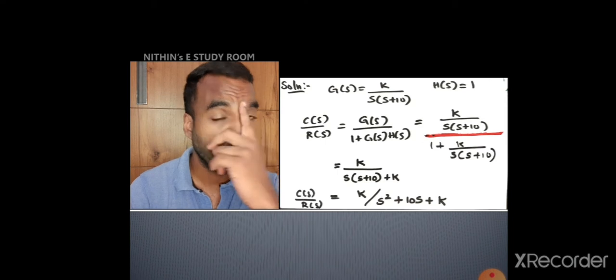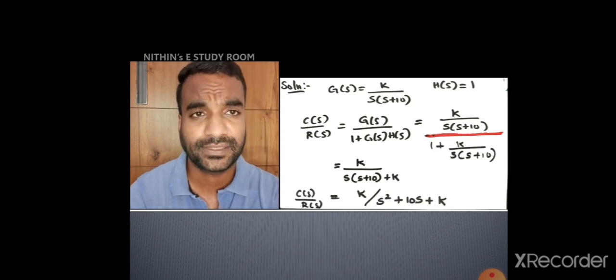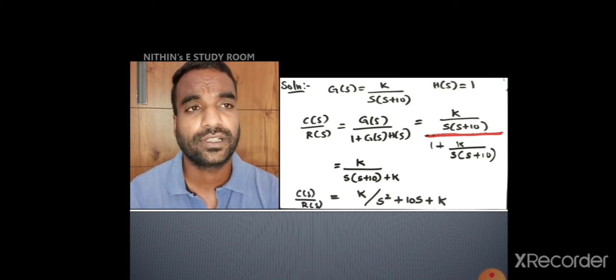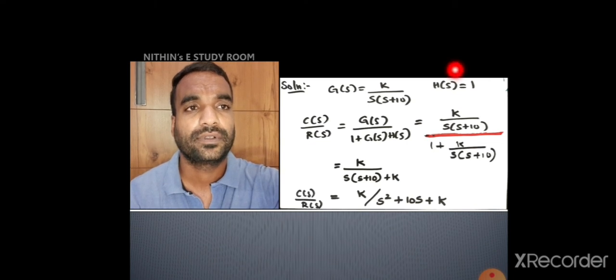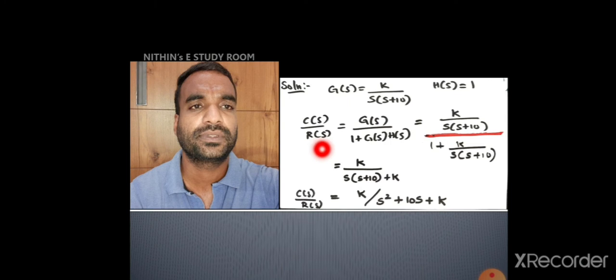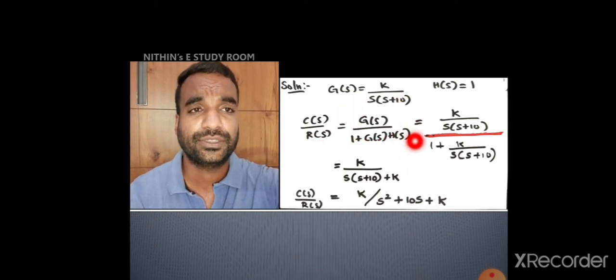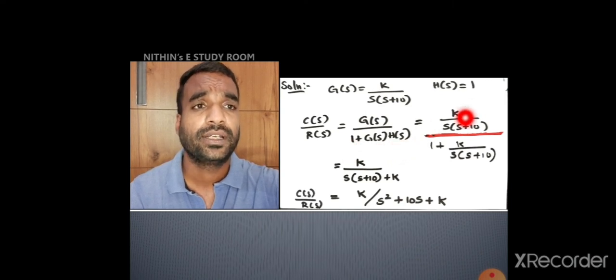Okay, g of s is equal to k by s into s plus 10, and h of s is equal to 1. Then closed loop transfer function c of s by r of s is equal to g of s by 1 plus g of s h of s. Please substitute k by s into s plus 10 by 1 plus k by s into s plus 10.